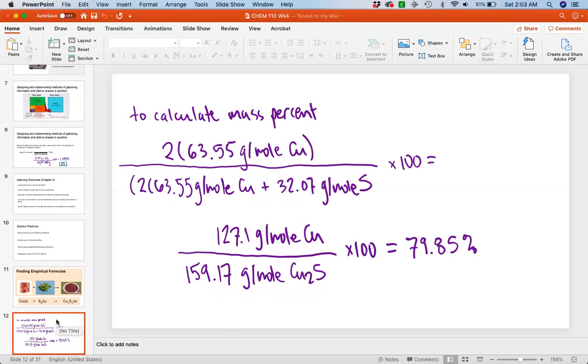In order to make sense of that, we want to think about how we calculate mass percent. So if we think about mass percent, we're thinking about the mass of copper in the total mass of copper sulfide. So remember, it's always a ratio of part to whole. And so we calculate the mass of copper in our numerator, and then the mass of our sulfur in our denominator. And then if we do our calculations, we should have 127.1 grams per mole copper divided by 159.17 grams per mole copper sulfide. We multiply that by 100, that gets us 79.85%.